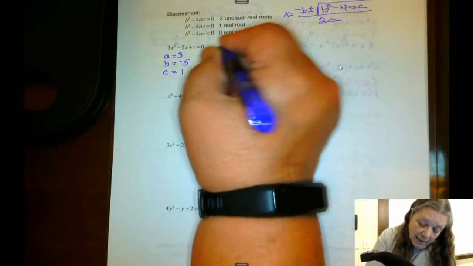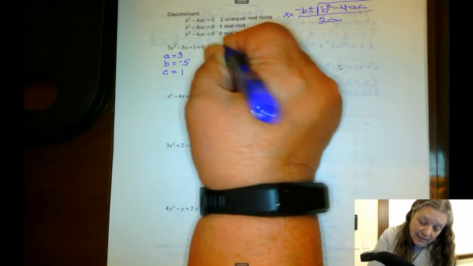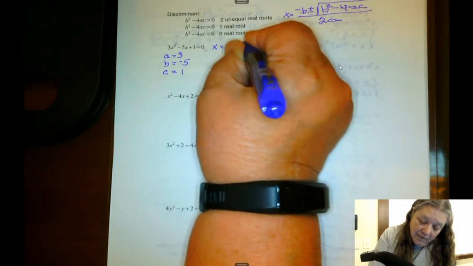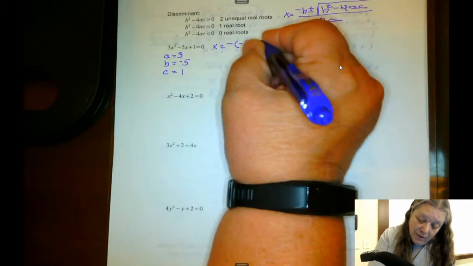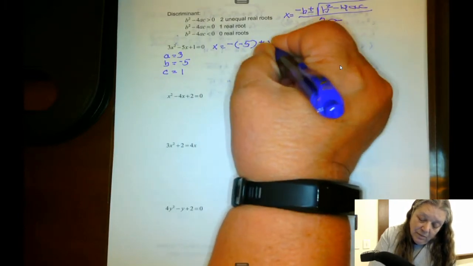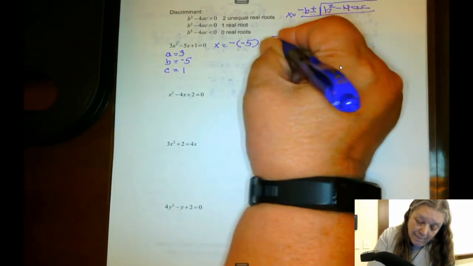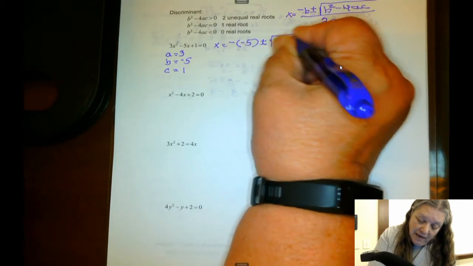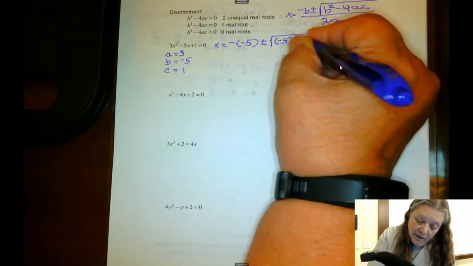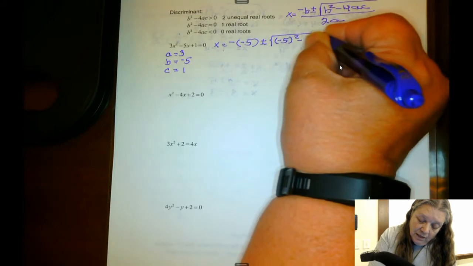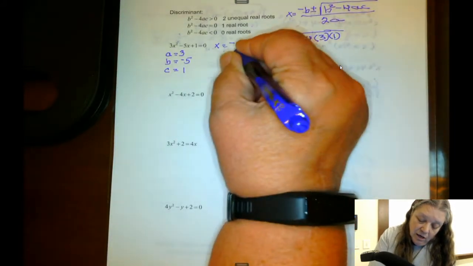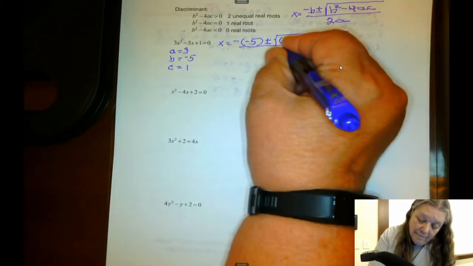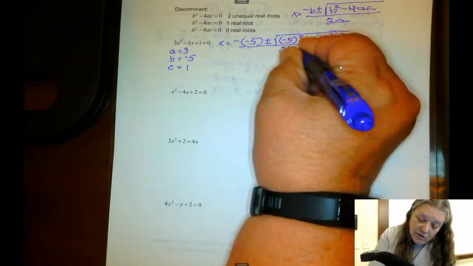Now, plugging the numbers in. X is negative of a negative 5. Remember, the negative is in the formula, then we put b. Plus or minus square root of negative 5 squared minus 4 times 3 times 1 over 2 times 3.